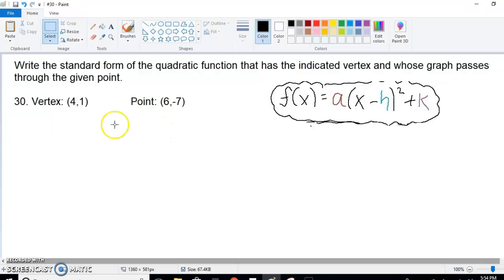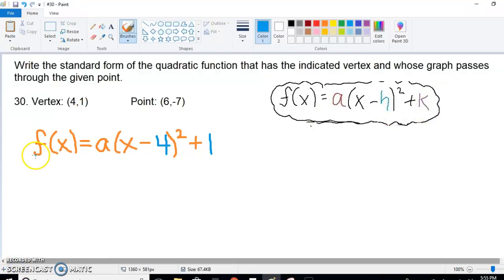So we can start by plugging in our vertex. So we'll replace h with 4 and we'll replace k with 1. All right, so we now have f(x) equals some a value times (x - 4) squared plus 1.